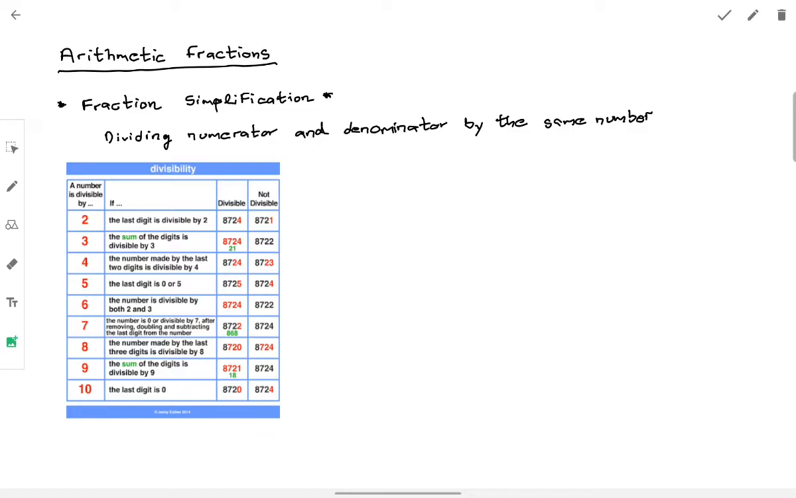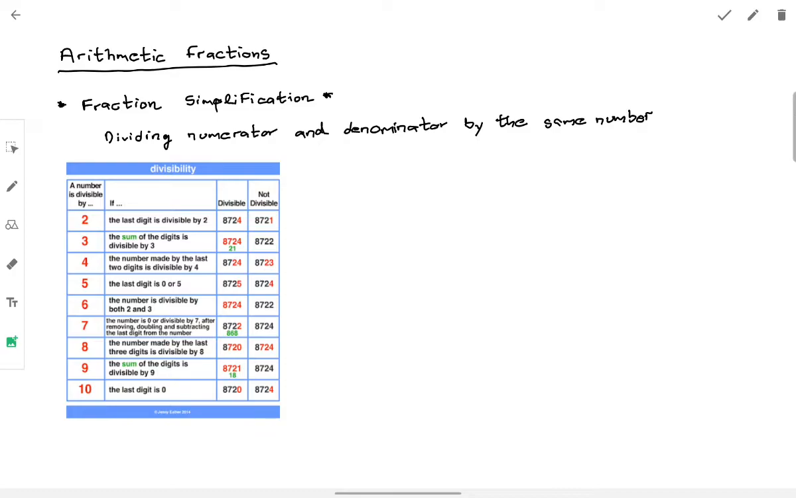The number is 0 or divisible by 7 after removing, doubling, and subtracting the last digit from the number. This one is very tricky. I recommend manually using the division by 7 to see if it's divisible by 7.